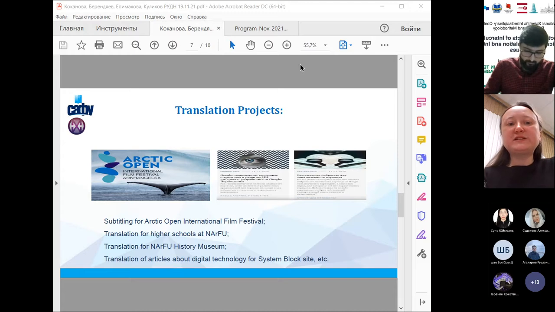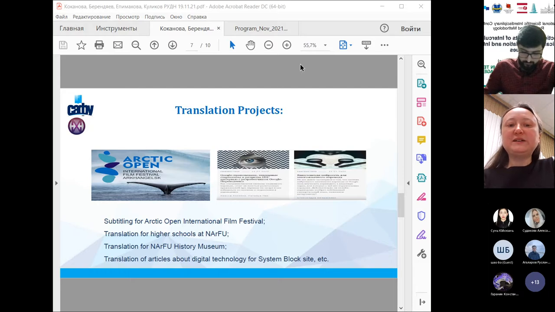Among the fulfilled projects are translation of documents and exhibition labels for the NAFU History Museum, translation of the university academic writing standard for foreign students, translating articles for a site devoted to digital humanities, subtitling films for the International Film Festival Arctic Open, etc. Working languages are Russian, English, French, and German. These projects can be described in terms of volunteer translation, defined as translation conducted by people exercising their free will to perform translation work, which is not remunerated, which is formally organized, and for the benefit of others.